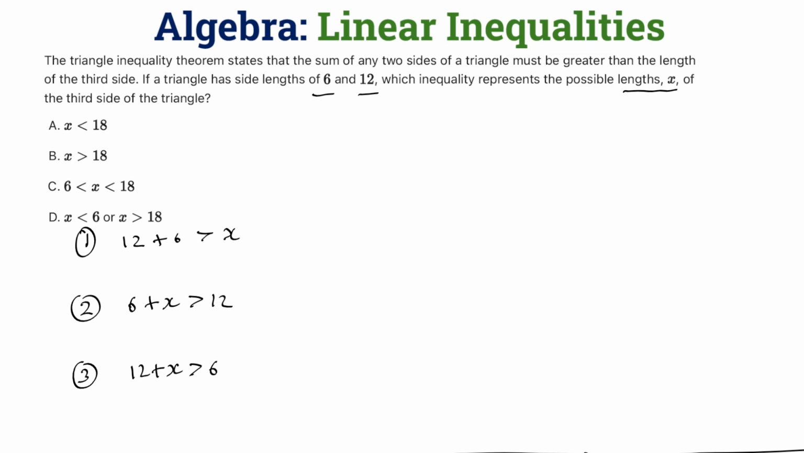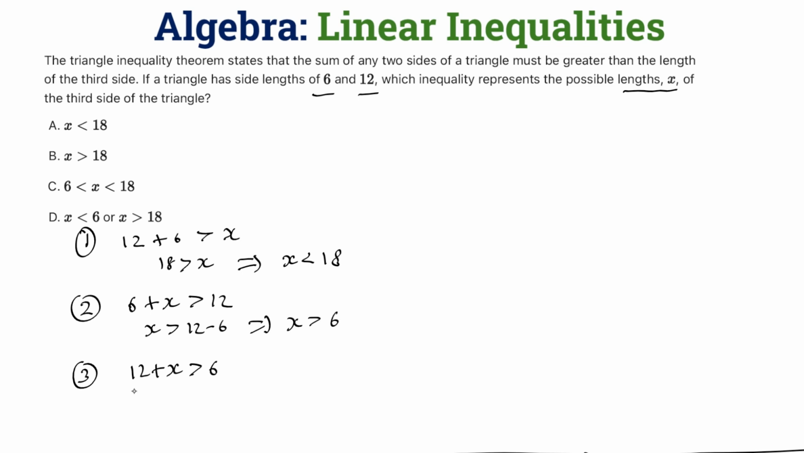Okay, so from the first one we get 18 is greater than x, which just means that x is going to be less than 18. The second one we have is 6 plus x is greater than 12. We subtract 6 from both sides. We get x is going to be greater than 12 minus 6, which means that x is going to be greater than 6. The last one, x is a positive number greater than 0.